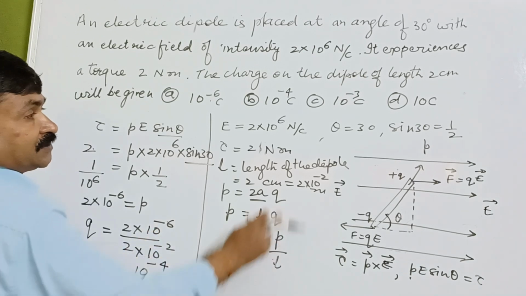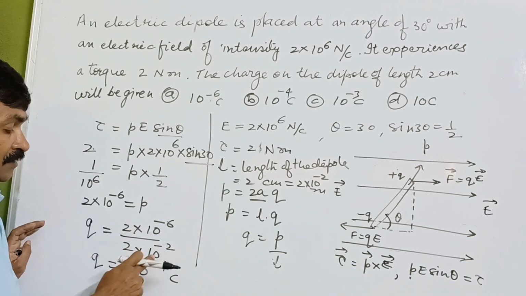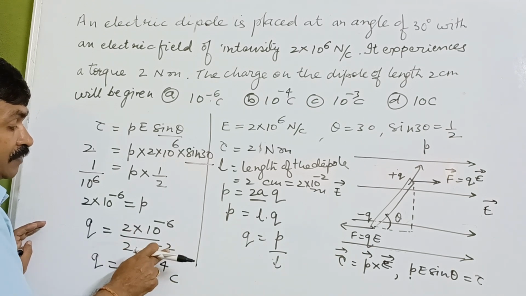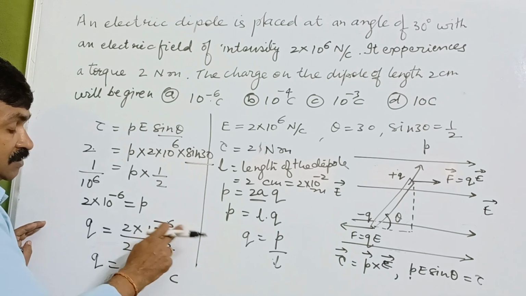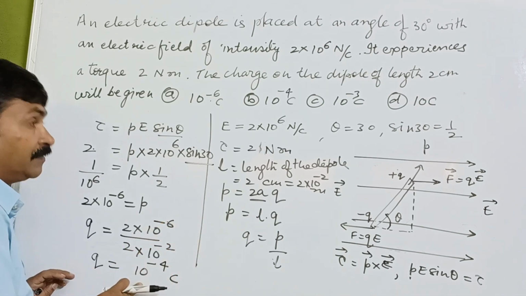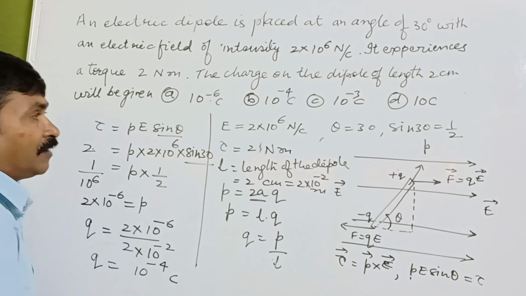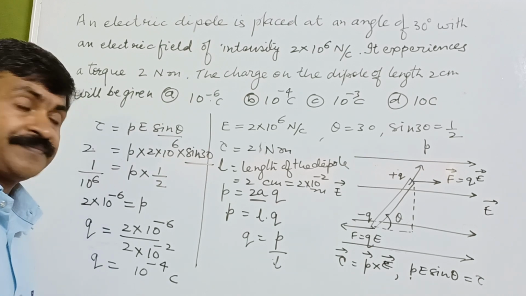And the length, which is 2 centimeter, means 2 × 10^-2. The 2 and 2 cancel, and it is 10 raised to the power minus 6 plus 2, which gives q equal to 10^-4 coulomb. So ultimately we have the option 10^-4 coulomb. B is the correct answer.